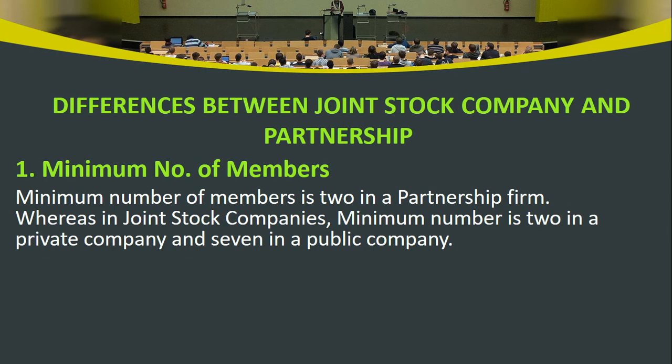Differences. Now, what are the differences between joint stock company and partnership? Let's study this. Minimum number of members. Like the minimum number of members is 2 in a partnership firm, right? Whereas in joint stock companies, the minimum number is 2 in a private company and 7 in a public company.